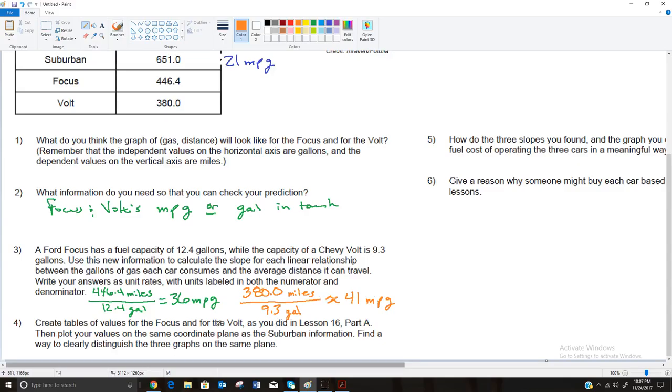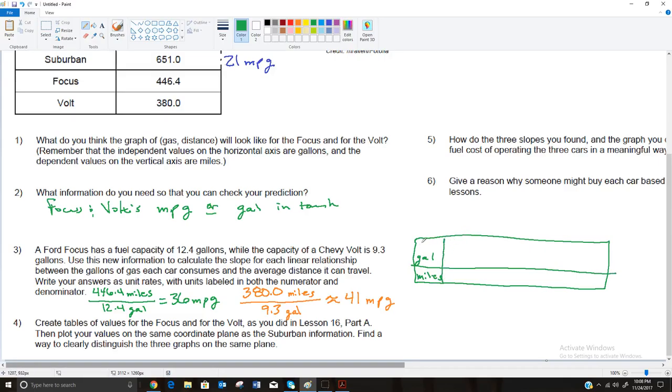Now it says create tables for the Focus and the Volt like we did in lesson 16, and then we're supposed to plot those values on the same coordinate plane. So I'll put the coordinate plane back up here in a minute, but let's make our tables first. For the Focus, we could have a table like this, and we would have our gallons and how many miles we could go. This is for the Focus. And I always like to start with zero. So 0 gallons of gas is going to get us 0 miles.